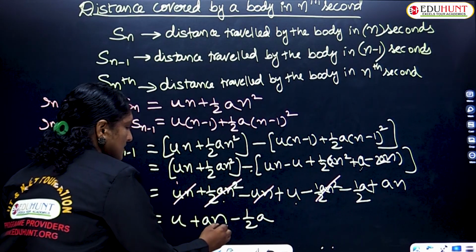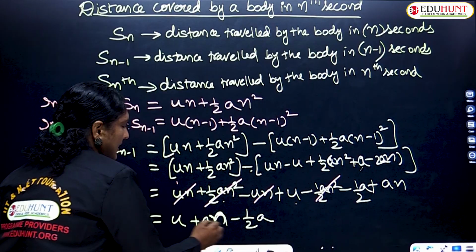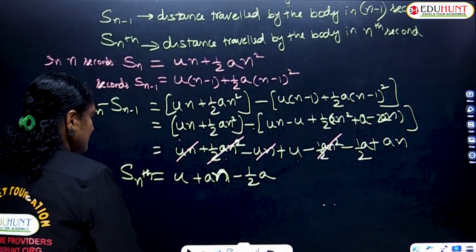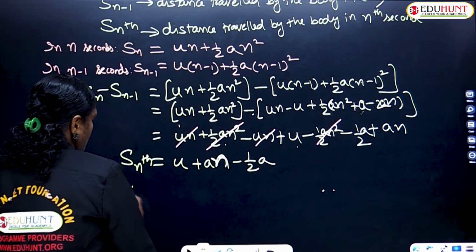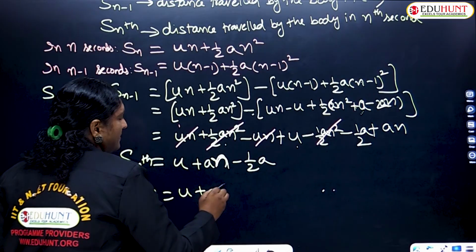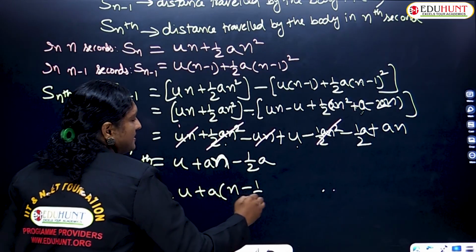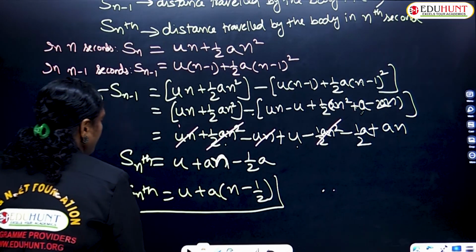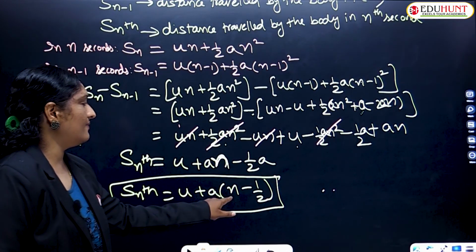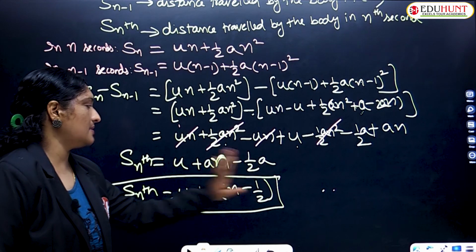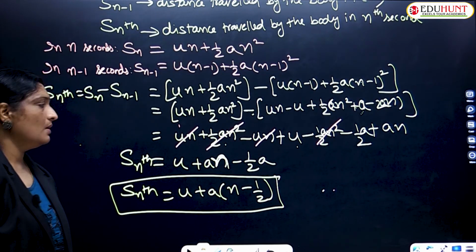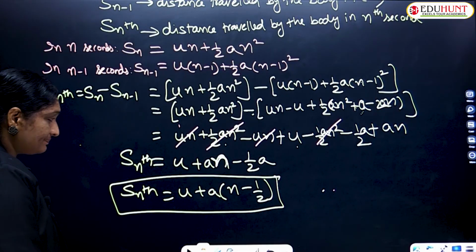If you observe these two, what is common here? a n is here, half a is there. So a is common. Let us try to take out a as common. Then what are you left with? u plus a is taken common. Here you have left n minus half. So Sn is equal to u plus a into n minus half.